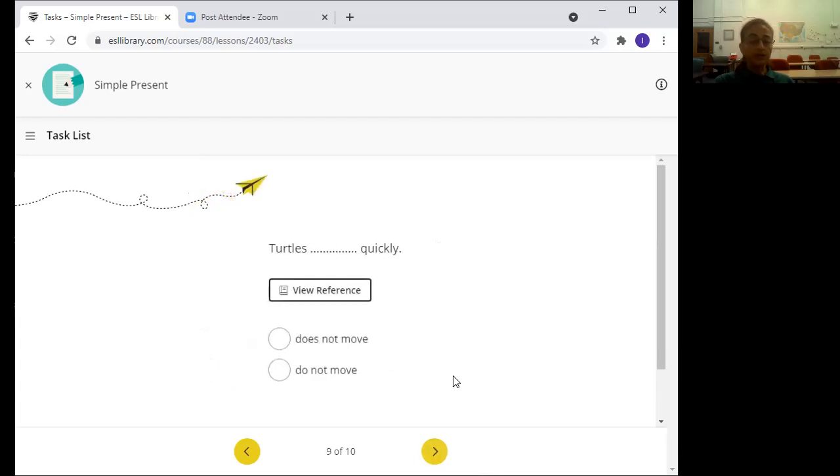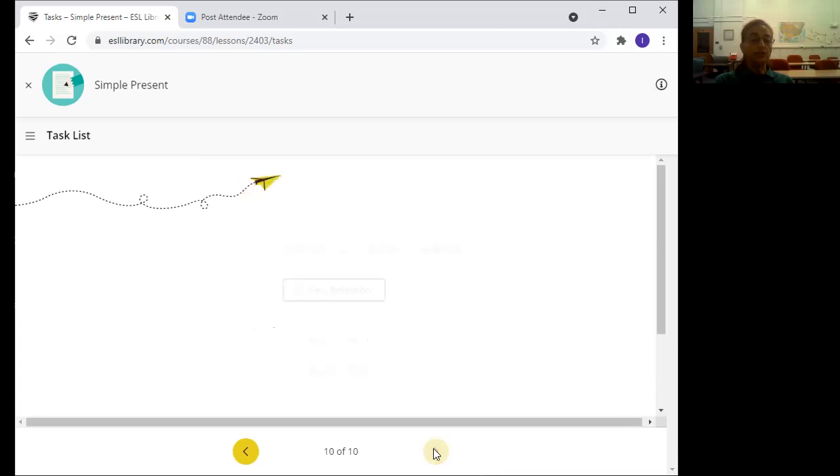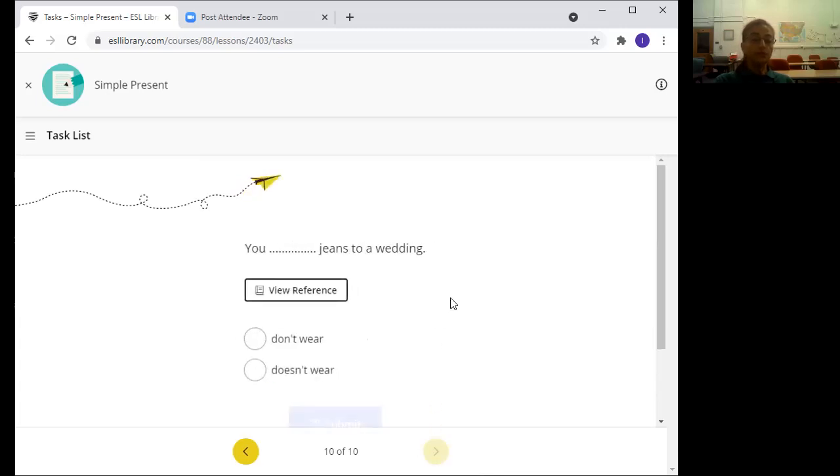And the last, no, not the last but one. Turtles blank quickly. Turtles is plural. It's third person, but it's plural. So we cannot use does not. We want to use do not. Turtles do not move quickly. And here is our last sentence. You, not third person singular, it's first person singular. You don't wear jeans to a wedding.